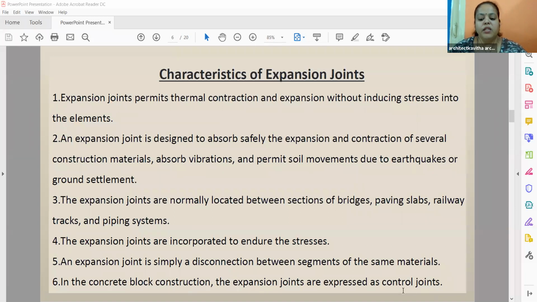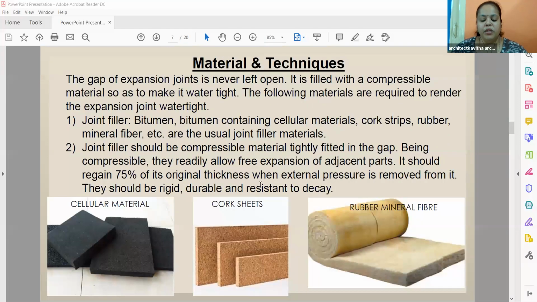So expansion joints are also called control joints. These are the characteristics of expansion joint. So first we saw what is expansion joint. Then we saw what is the need of expansion joint. Third, we saw the characteristics of expansion joint. And next we'll see the materials and techniques of expansion joint.